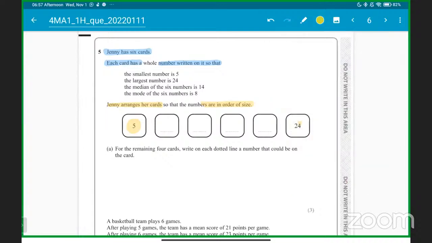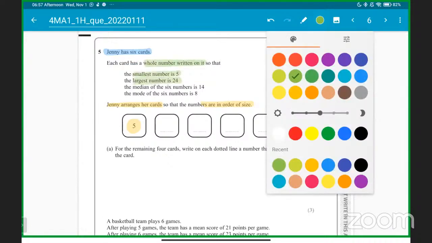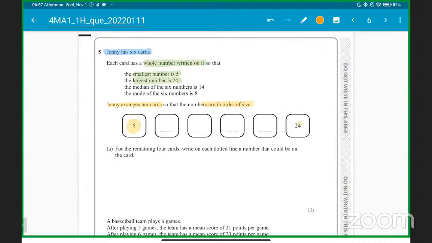And they're giving us some hints on how to solve this. Each card has a whole number written on it. The smallest number is 5. The largest number is 24. That's information already given. And the median, which means the middle value of the 6 numbers, is 14. And the mode of these 6 numbers is 8. So based on this information, you have to find out the other 4 numbers. Mode is the most repeated number.